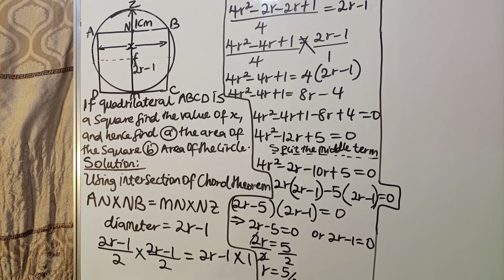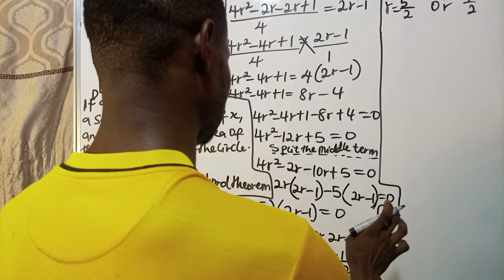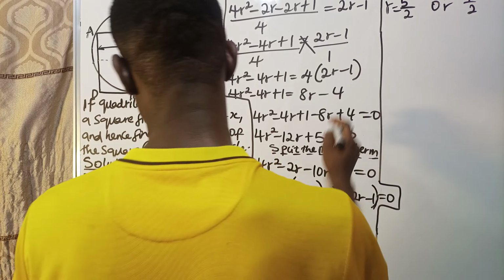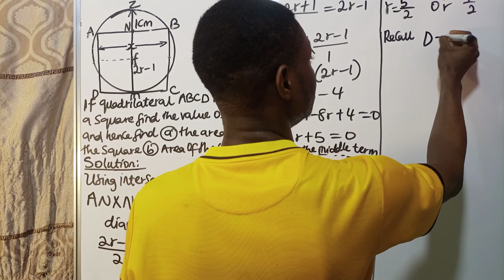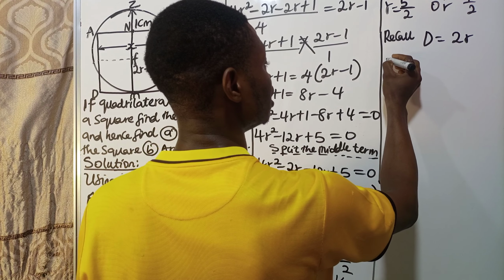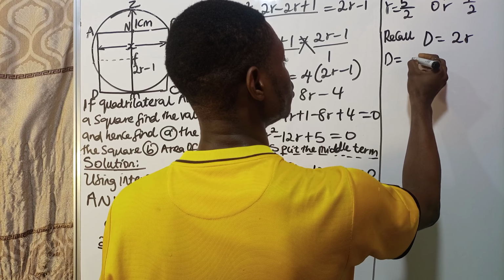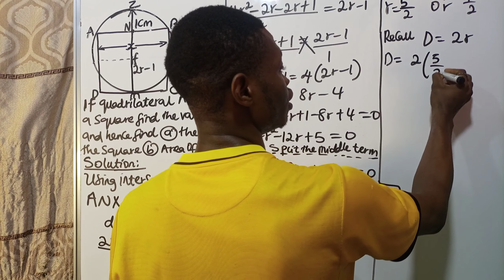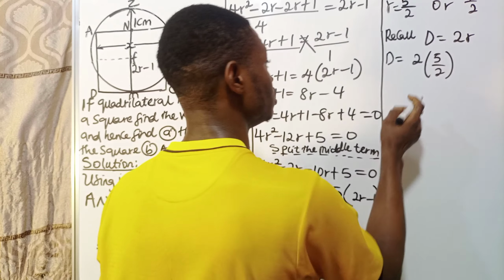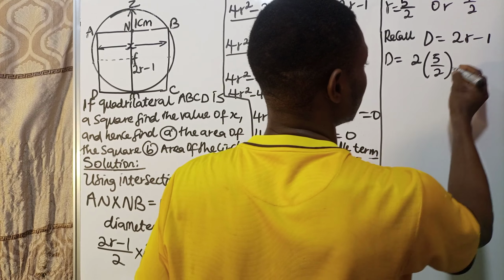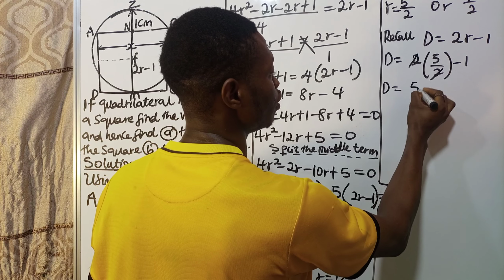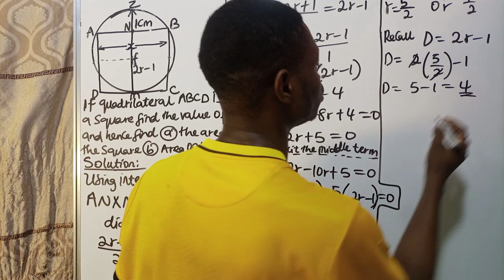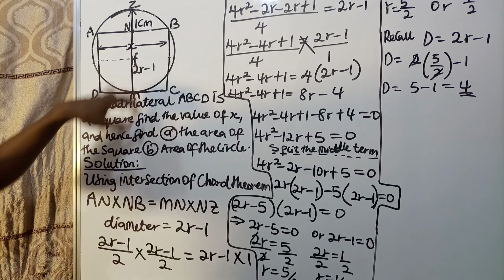So we are going to have, since we have gotten our r, recall that the diameter d is equal to 2 times r, so it will now be d is equal to 2 times 5 over 2. Are you seeing it? Okay, 2r minus 1, so minus 1 like this. So this can cancel this. We are going to have d is equal to 5 minus 1, which is 4. So we have gotten our diameter to be 4.